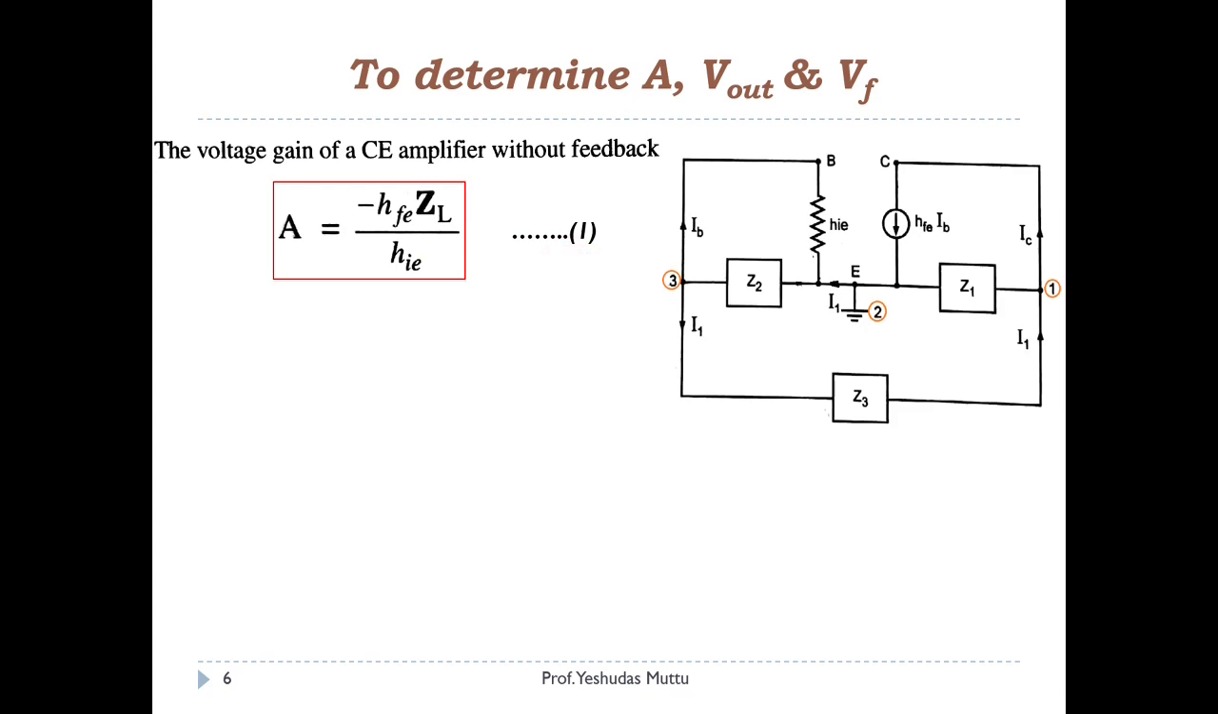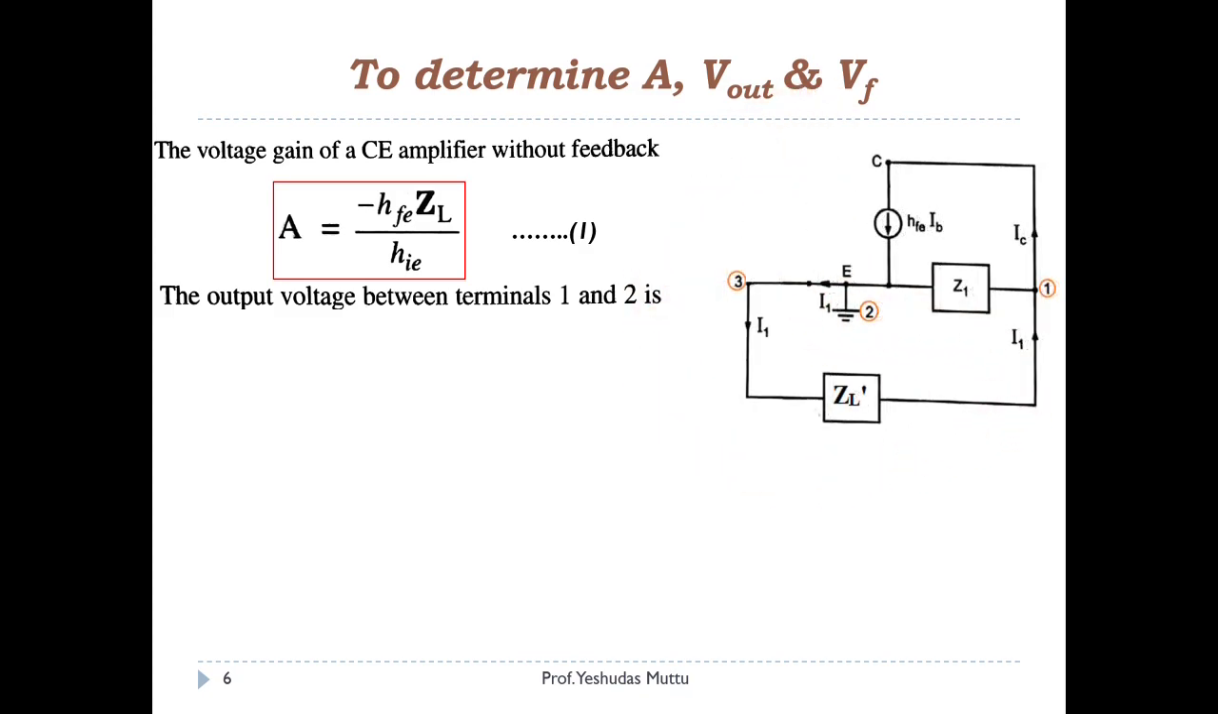What is the next step? Next step is to find V out. Where do we get output? Output we get across the collector. So to get the output across the collector, I'll use this strategy, that is across 1 and 2 terminals. In the previous slides, we have solved this particular part. So I'm going to use that particular circuit.